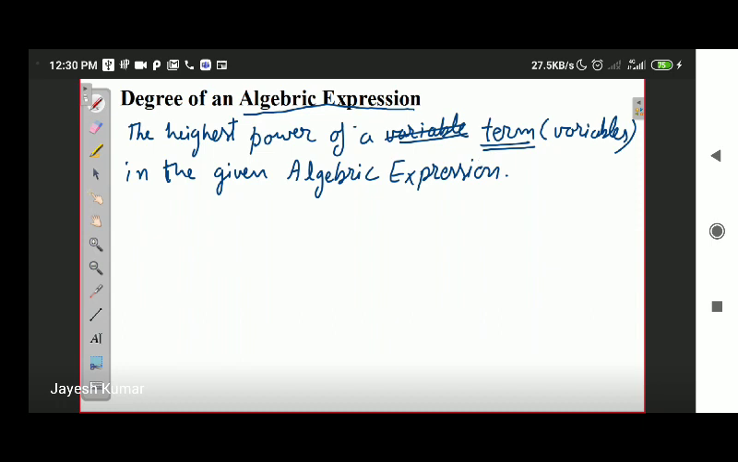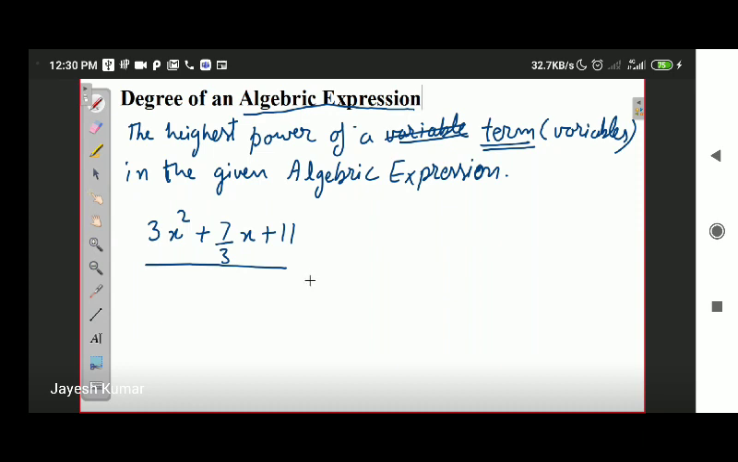Okay, it is the highest power. How do we determine the highest power? Let's take the examples that were in the previous question. Fourth question, we had 3x square plus 7 upon 3x plus 11. So how do we determine? We have to determine the degree of this algebraic expression. So we compare the powers of x. We are interested in the highest power of x.